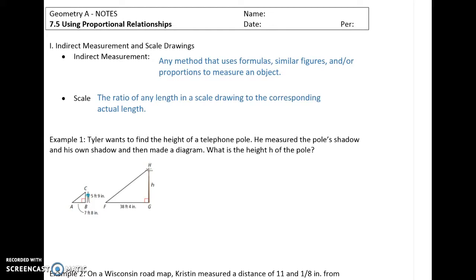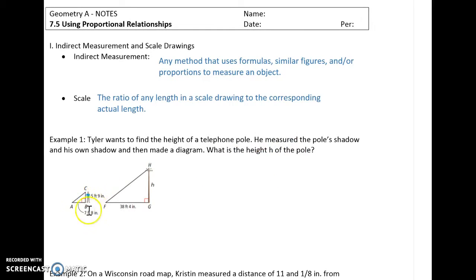So we're just going to do a series of examples, and then we're going to talk about perimeter and area to round out our notes. Let's take a look at example 1. Tyler wants to find the height of a telephone pole. He measures the pole's shadow and his own shadow, and then he made a diagram. Then we're going to look for h, the height of the pole.